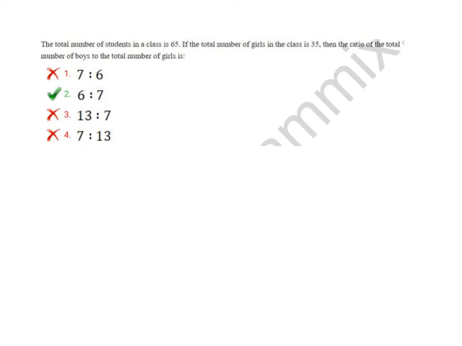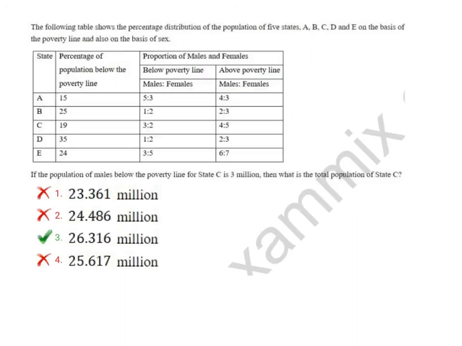The total number of students in a class is 65. If the total number of girls in the class is 35, then find the ratio of the total number of boys to the total number of girls. Of course, if 65 members are there, 35 girls means the remaining 30 members are boys. Therefore, the ratio is 30 to 35, that is 6 is to 7. That's a very simple question.